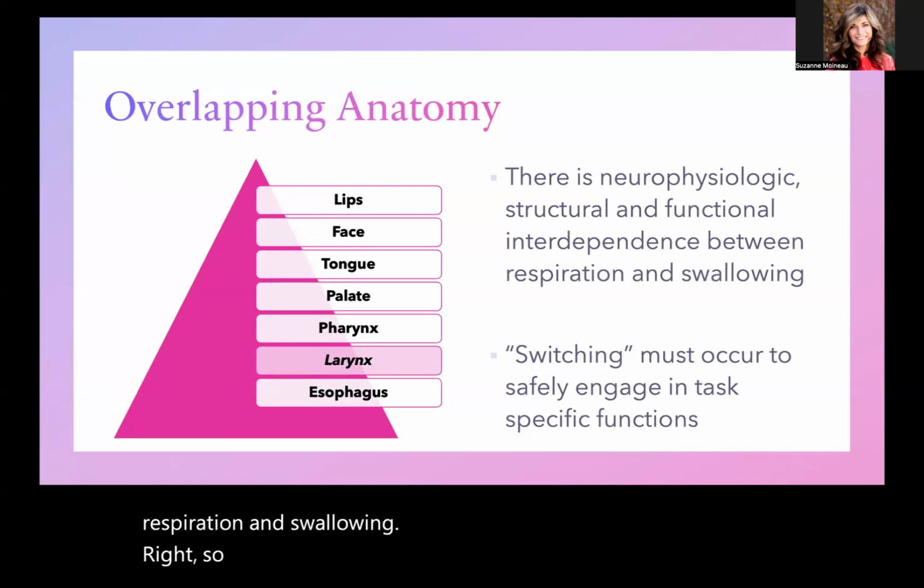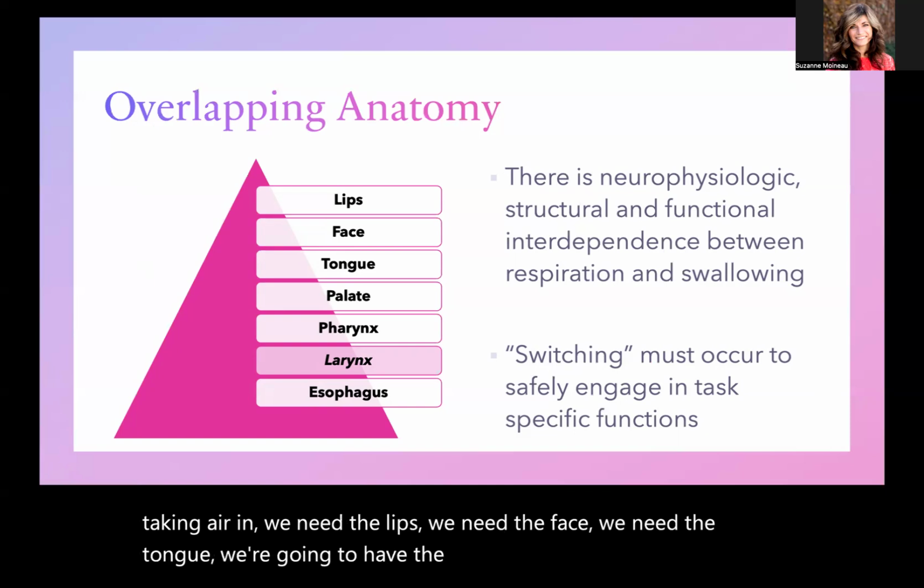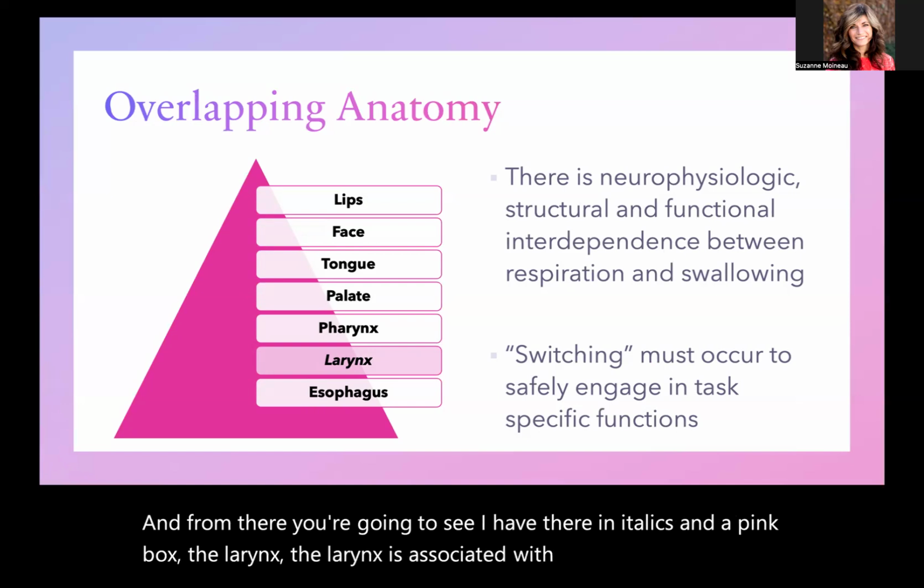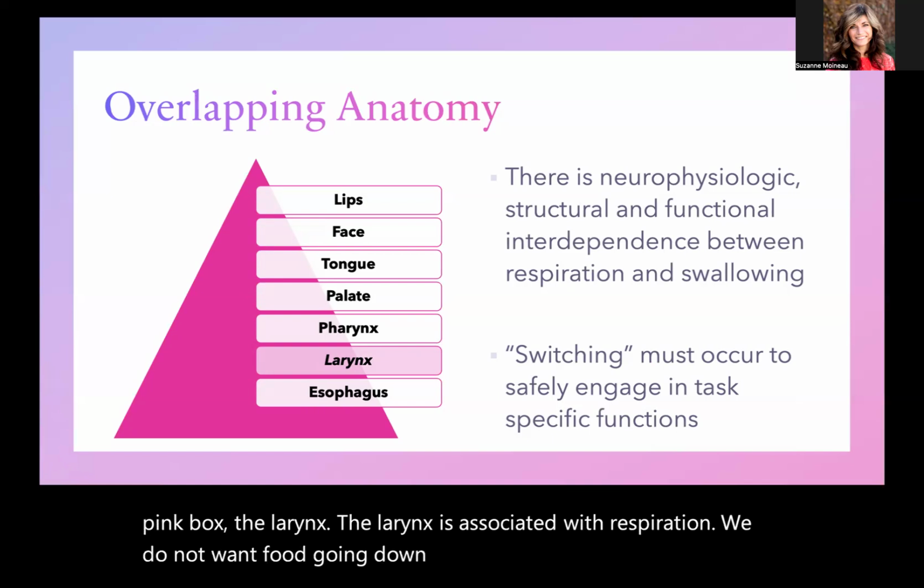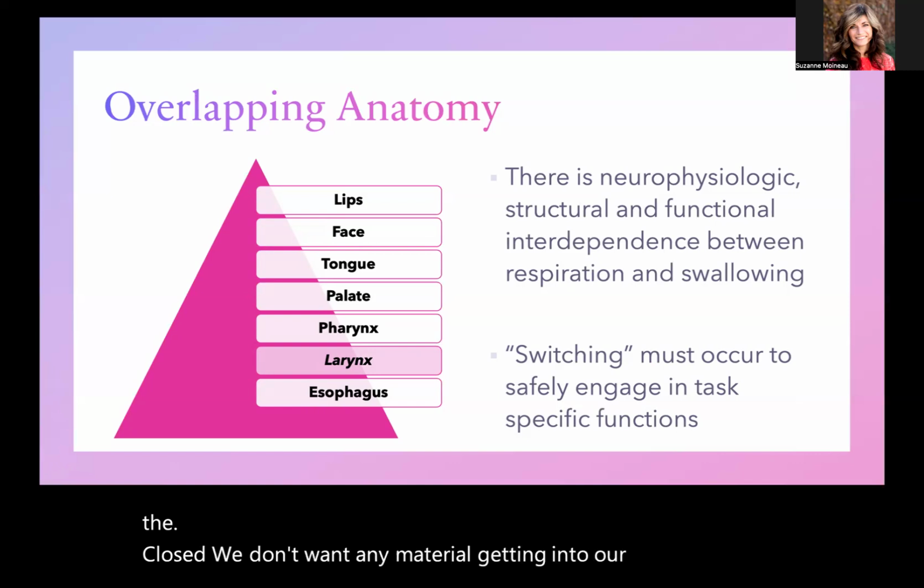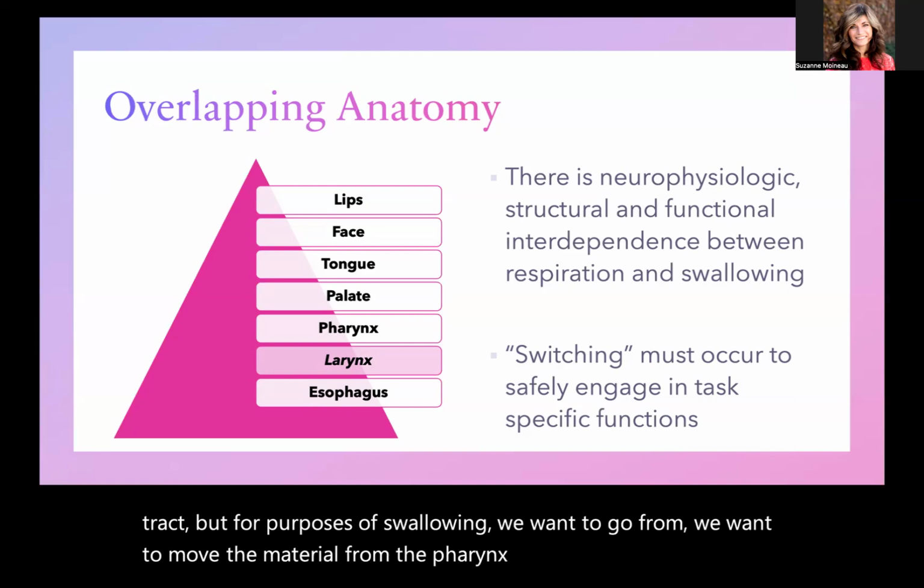So when we're taking material into our mouth or we're taking air in, we need the lips, we need the face, we need the tongue. We're going to have the palate involved and the pharynx. And from there, you're going to see I have there in italics and a pink box, the larynx. The larynx is associated with respiration. We do not want food going down there. So when we're swallowing, we want the larynx closed. We don't want any material getting into our respiratory tract. But for purposes of swallowing, we want to move the material from the pharynx down into the esophagus.